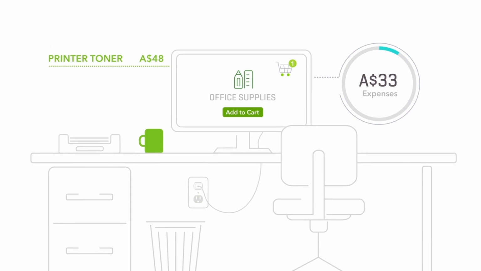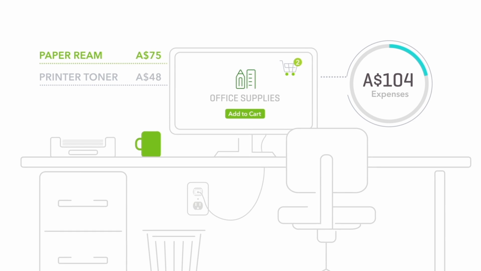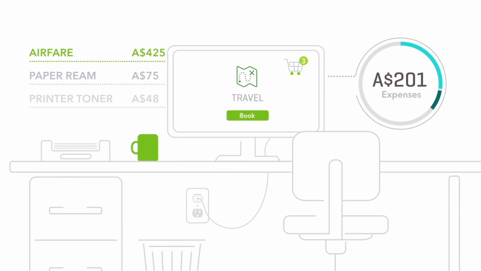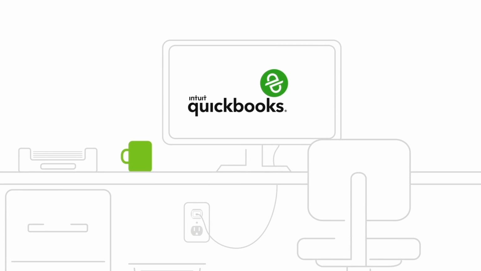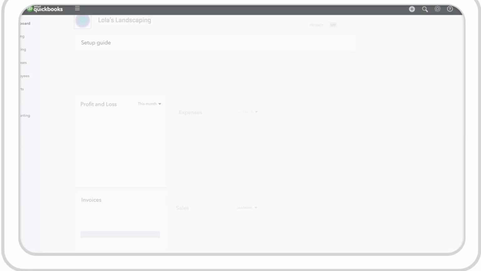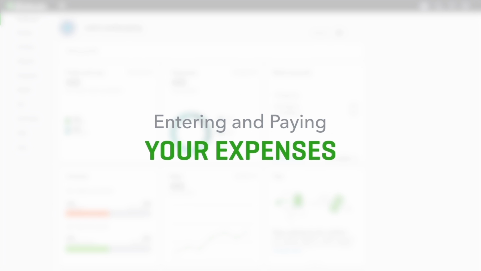However you spend your money, QuickBooks can do a lot of the hard work in tracking it for you, from entering your bills and purchases to matching your transactions. QuickBooks will even show you how much you're spending in each category right from your dashboard. First, let's start with entering and paying your expenses.